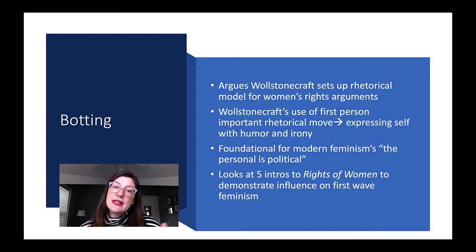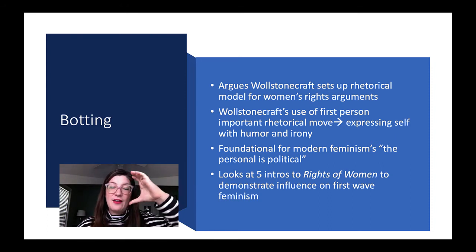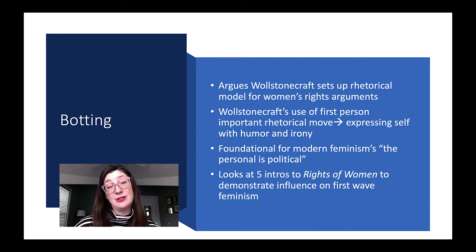And to demonstrate this point, Botting is going to take us through some intros to A Vindication of the Rights of Women, and she's going to look at how different first-wave feminists have treated this set of ideas and rhetorical strategies from Wollstonecraft in writing their introductions to her seminal piece.